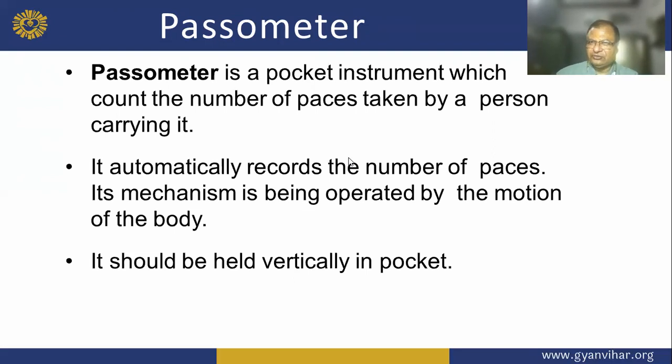You take it in your pocket and you are running, but the condition is that you are not moving in a bus; you are walking by foot. It automatically records the number of paces, a mechanism being operated by the motion of the body. It should be held vertically in the pocket. Why vertically? Because when you are moving, it will feel your stepping, and then it will count. So this is, my dear boy, the passometer.